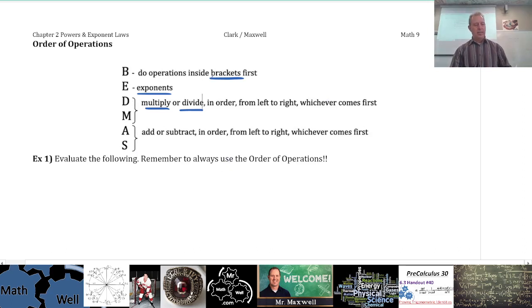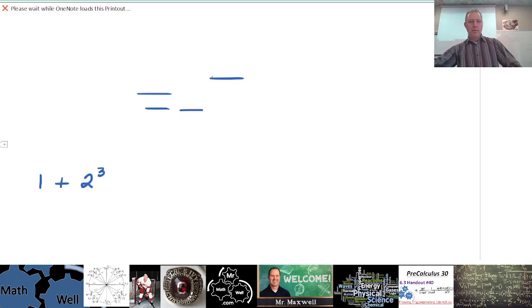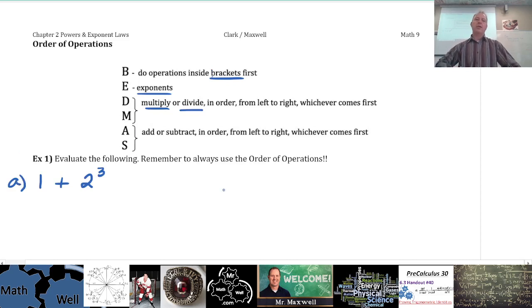Okay, so let's do an example here. Let's do 1 plus 2 to the power of 3. So here's our first example, 1 plus 2 to the power of 3. There's two operations that I see here. One is addition, and one is to the power of. Okay, so which one do I do first according to BEDMAS? Yeah, exponents first. Very good. So I'm going to evaluate this part first.